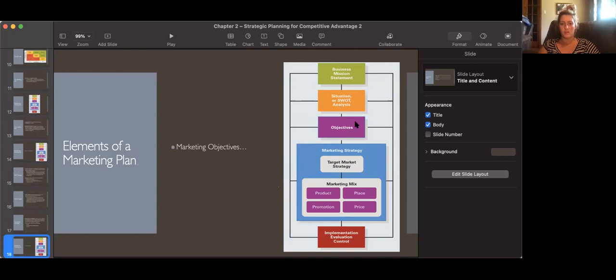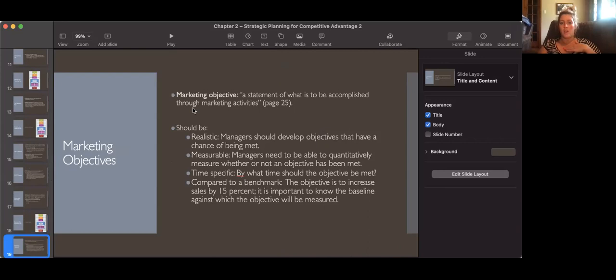So let's move on to this purple square right here, the marketing objectives. You've heard this 1 million times. Anytime you do goal setting, anytime you've talked about things in your life, maybe you've been doing some planning or you take a leadership class and you discuss goals and setting goals and objectives. Goals have to be realistic, they have to be measurable, they have to be time specific, and they have to be compared to a benchmark.